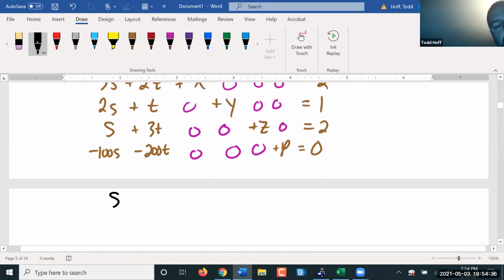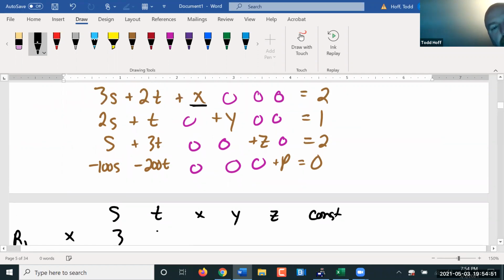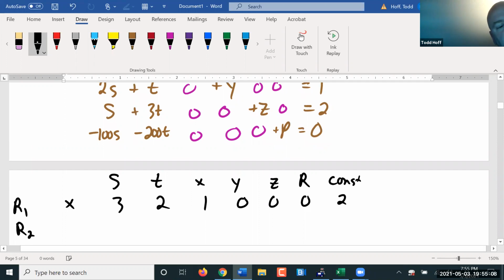So my initial tableau is going to be S, T, X, Y, Z, and the constants. So row 1 here is going to be the X row because X is my slack variable. It'll be 3, 2, 1, 0, 0. Oops, I got to put my R column in here yet. That's my R or P or whatever you want to call it. 0, and then my constant here will be 2. My second row is going to be my Y row because Y was my slack variable.